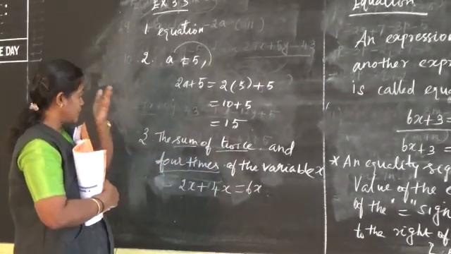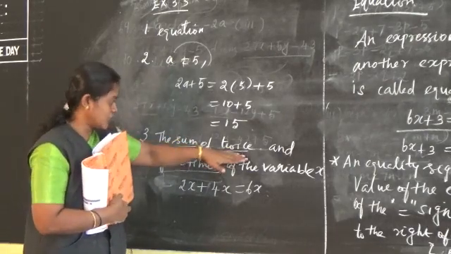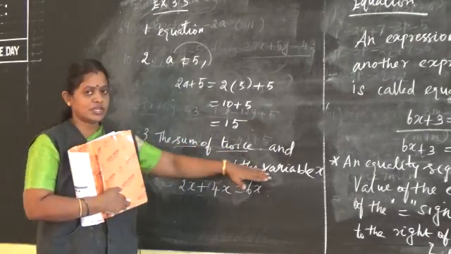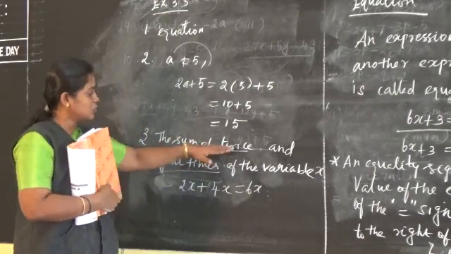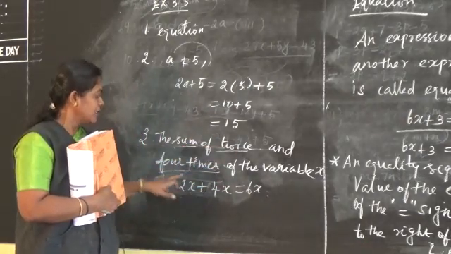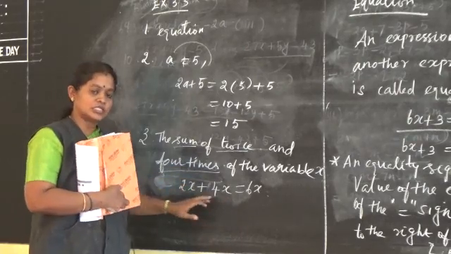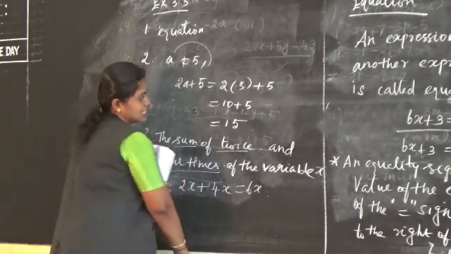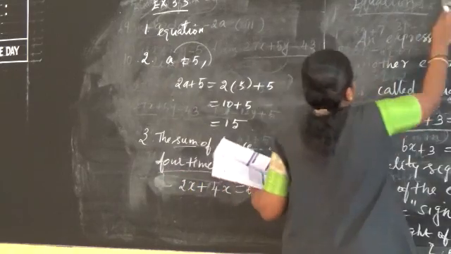What is the statement given to us? The sum of twice and 4 times of the variable x. So twice means 2x, sum I am keeping the addition plus sign, then 4 times means 4x. If you are adding, answer is 6x. Now say true or false.